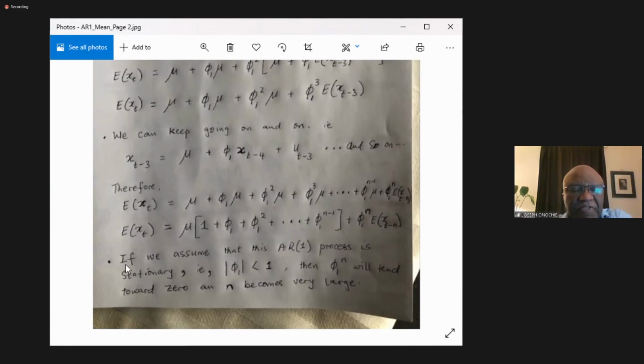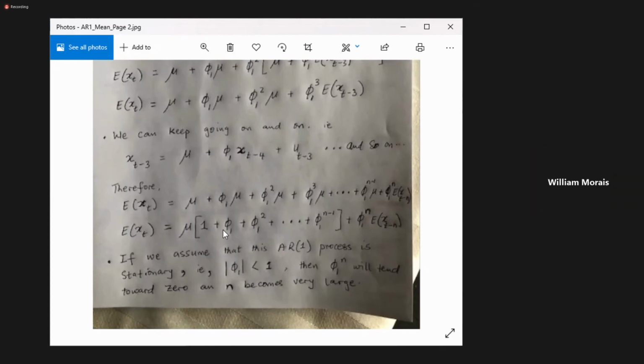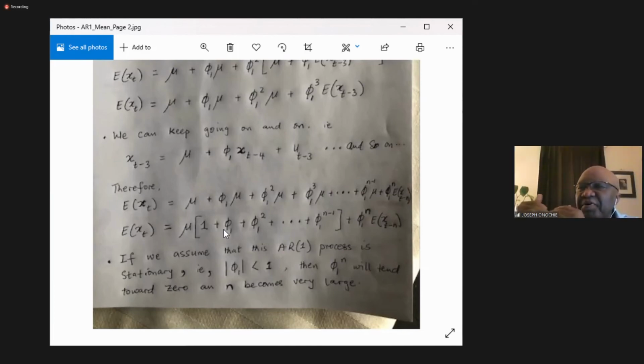Now look at what I've written here. If we assume that this AR1 process, why do I call this an AR1 process? Anybody? Because you're using only 1 lag. At every time period, we're going back 1 lag. So it's an AR1 process, okay?